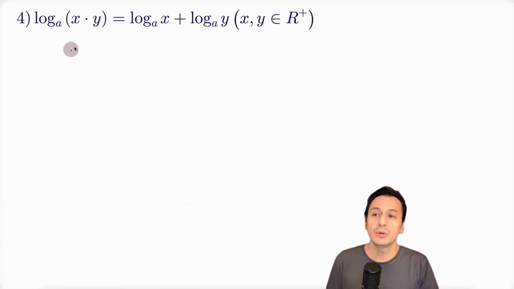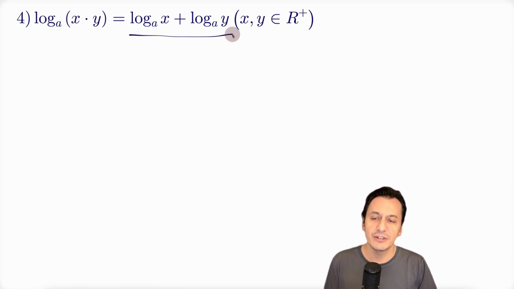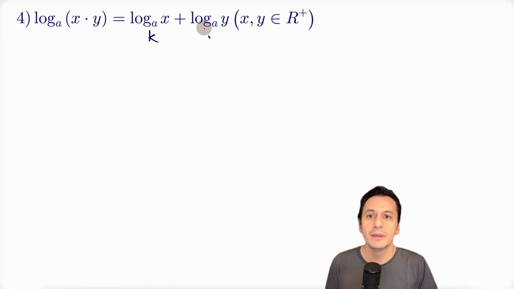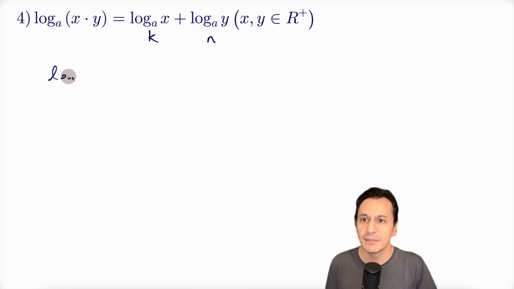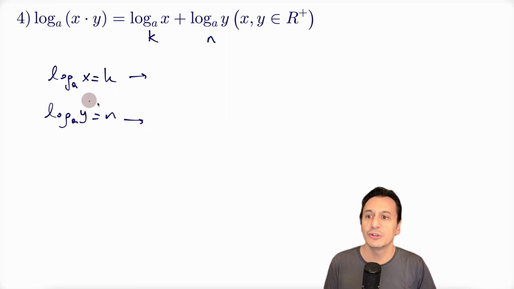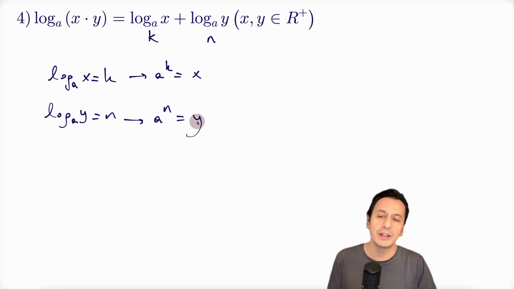Now, for our fourth rule, I'll go from right to left. So we've seen something like this. What does this mean? We can look at it like this. Let's call log base a of x k. Log base a of y, let's call n as well. Let's write these down. Log base a of x equals k. Log base a of y equals n. From here, let's apply our definition. a to the power of k equals x. a to the power of n equals y. Again, we've used our definition.